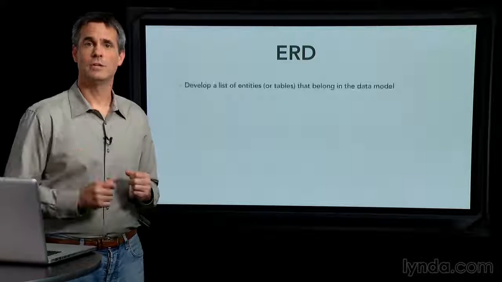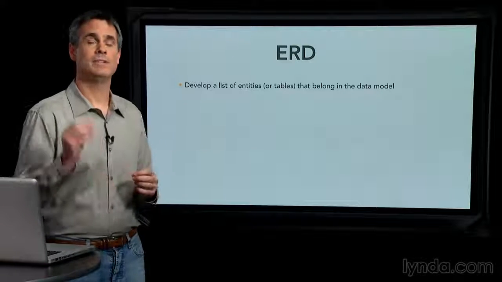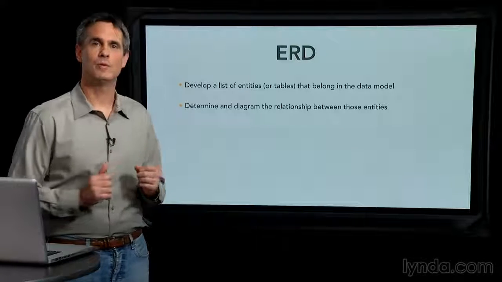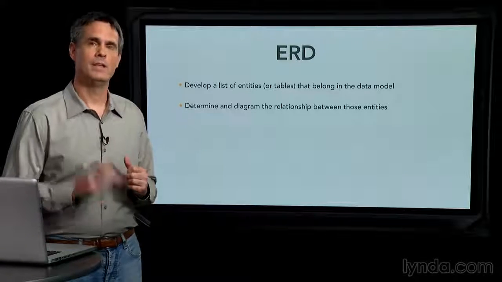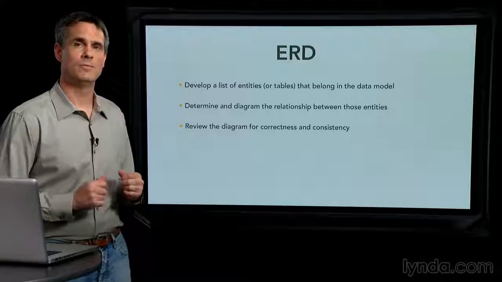Data modeling breaks into three phases. First, you'll look at your information in order to develop a list of entities, which will become tables inside your database. Next, determine and diagram the relationships between those entities. And then finally, you'll audit the diagram, following a couple rules I'll lay out later in this movie.